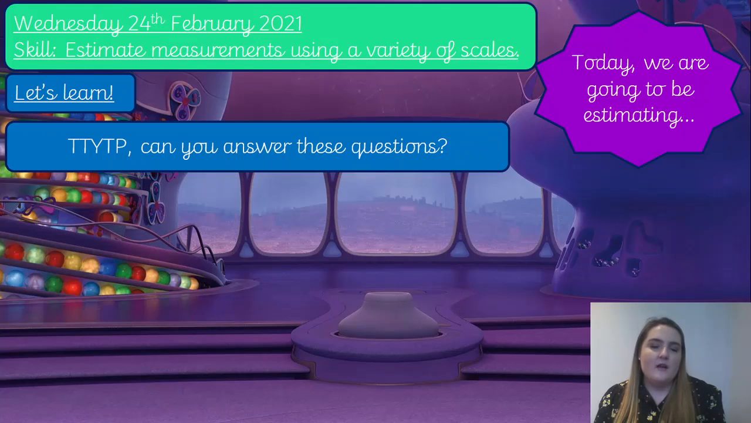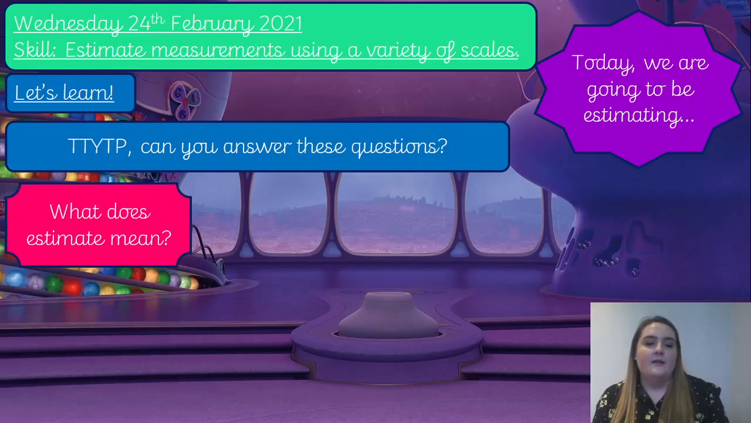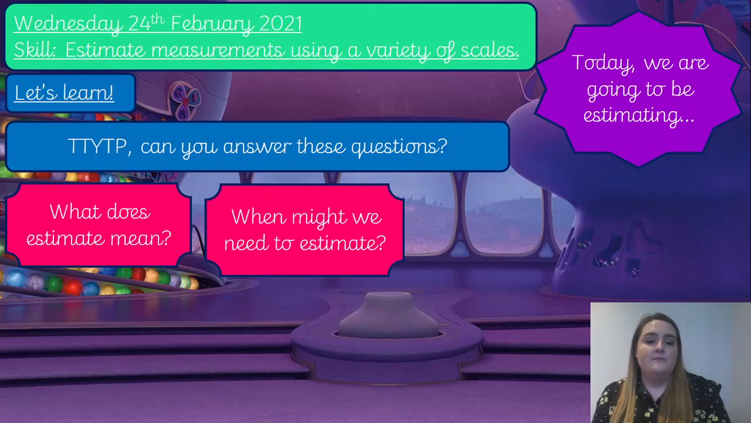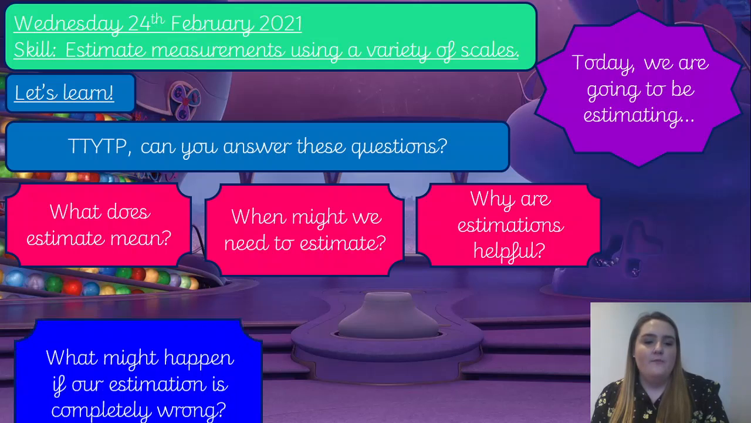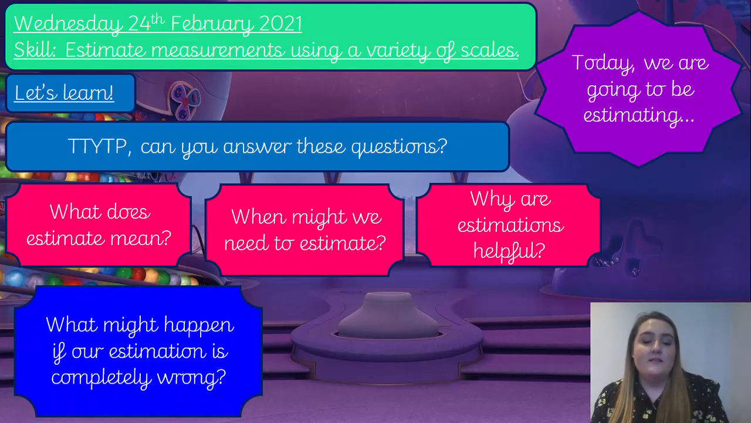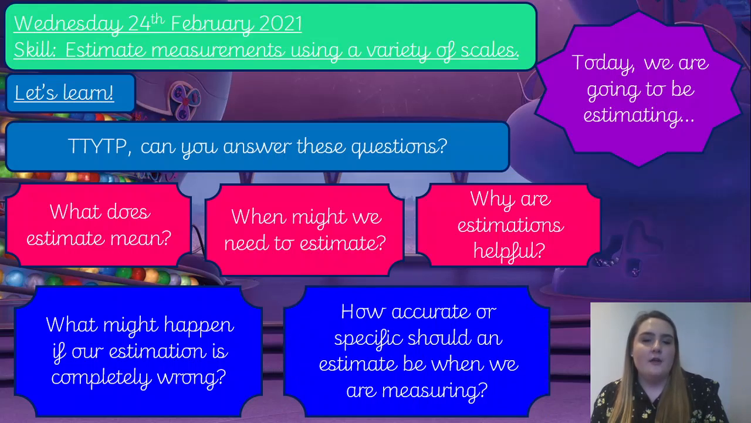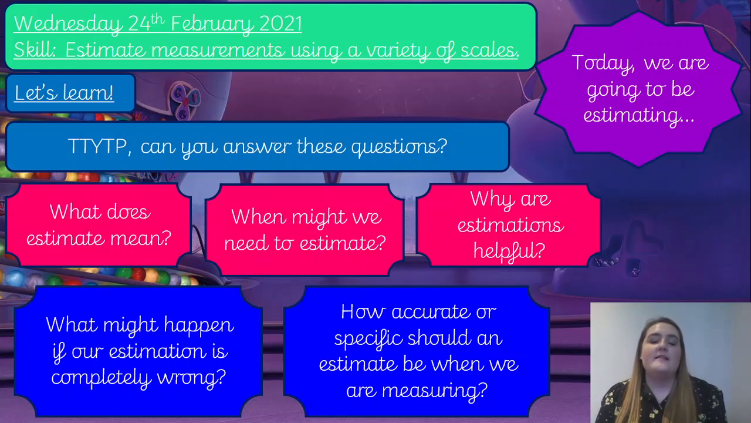Okay, and I'm going to read a couple of questions to you now, and I want you at the end of when I've asked all of the questions to just have a think about them and see how many you can answer. So, what does estimate mean? When might we need to estimate? Why are estimations helpful? What might happen if our estimation is completely wrong, if it's really far off? And how accurate or specific should an estimate be when we are measuring? Okay, so I would like you to pause the video and discuss these questions now, please.